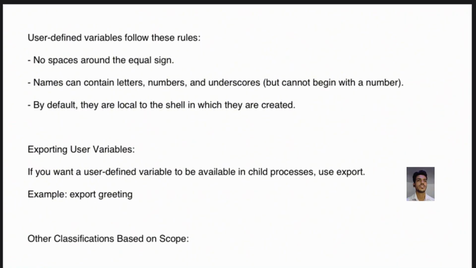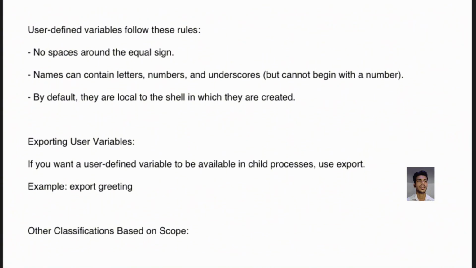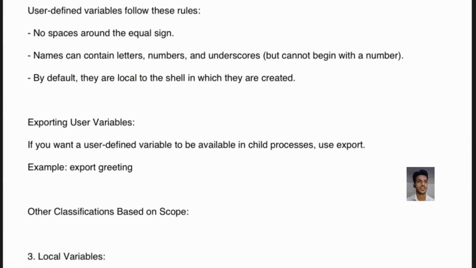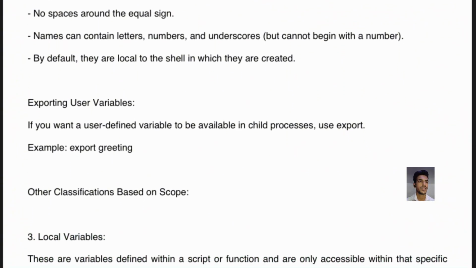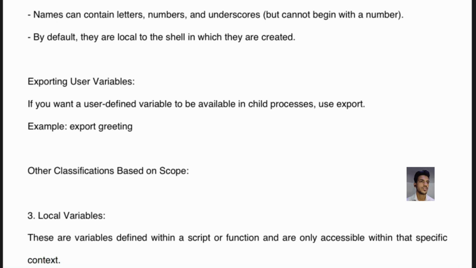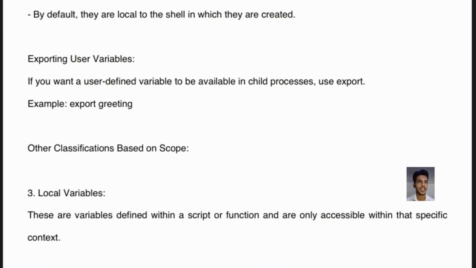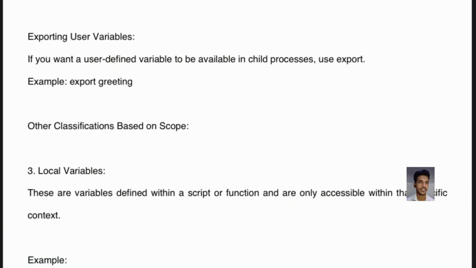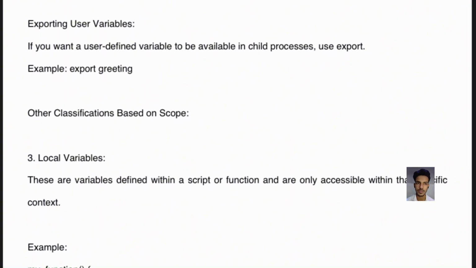User-defined variables follow this syntax: name=value, with no spaces around the equal sign. Names can contain letters, numbers, and underscores but cannot start with a number. By default, they are local to the shell in which they are created. Exporting a user variable: if you want a user-defined variable to be available in a child process, use export. Example: export greeting.